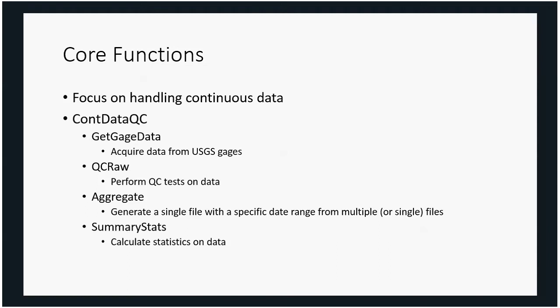Aggregate creates a single file with a specific date range from multiple files, and it can combine or slice data from within files. Summary stats calculates summary statistics on your data. Each one of these functions generates a report, either in HTML or Word document.